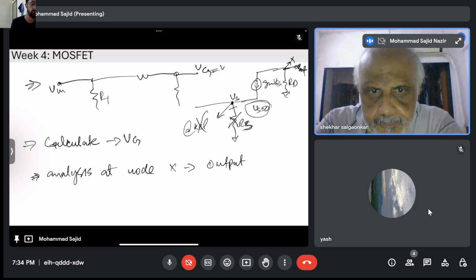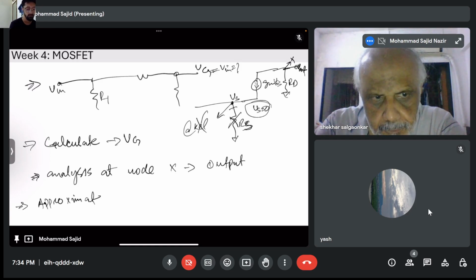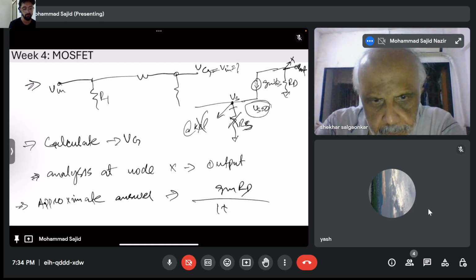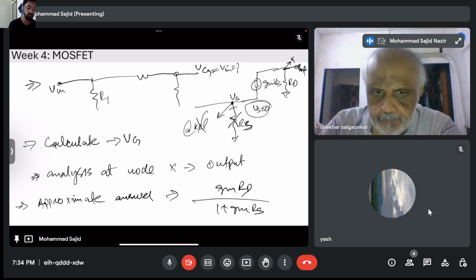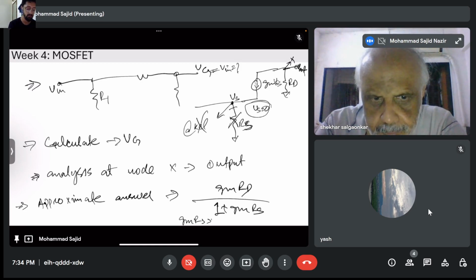First, calculate the V input here. What is the V input here? What is the V output? Then you just do the analysis with these steps, and you will get the answers. One more thing, if you want to get approximate answers, for example, somewhere in an equation you got 1 plus GMRS. You can assume that GMRS is greater than 1.